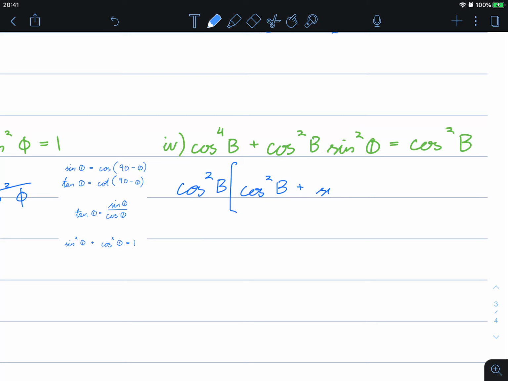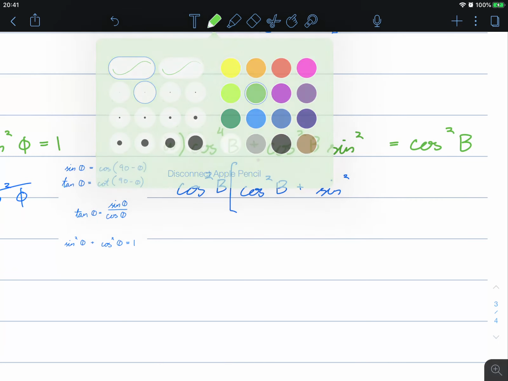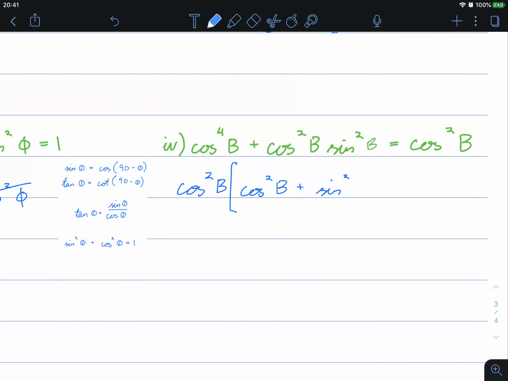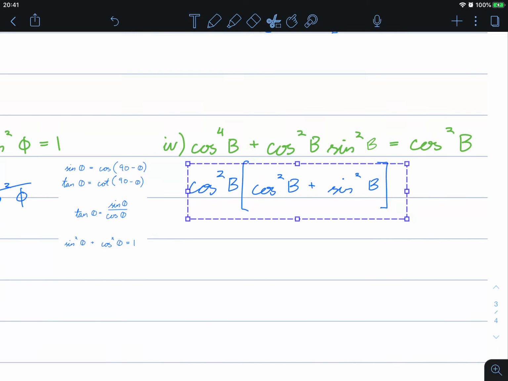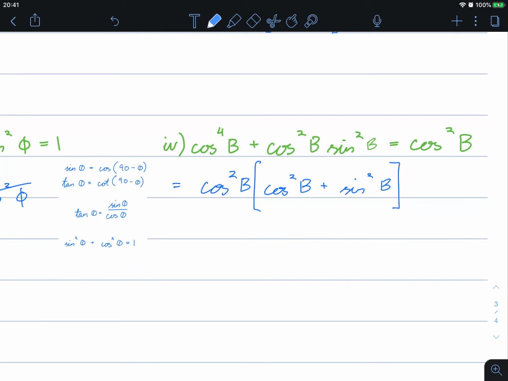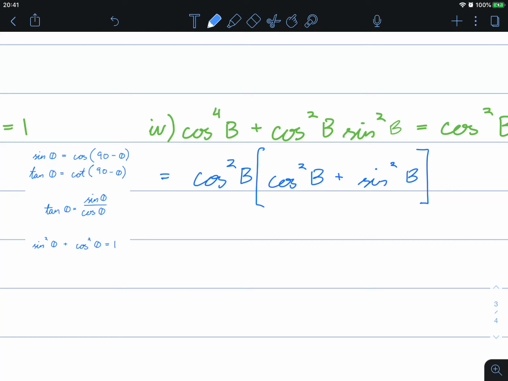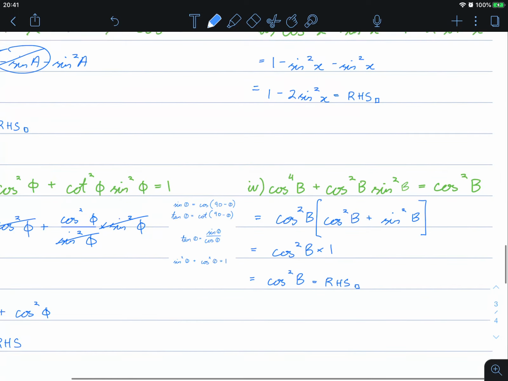This leaves us with sine squared, oops, sorry, that should have been b, sine squared b. Okay, so that's the left hand side. But notice cos squared b plus sine squared b, that's just a rearrangement of the Pythagorean identity. So this is equal to really cos squared b times 1, which is just cos squared b, which is equal to the right hand side. That's the end of that proof.